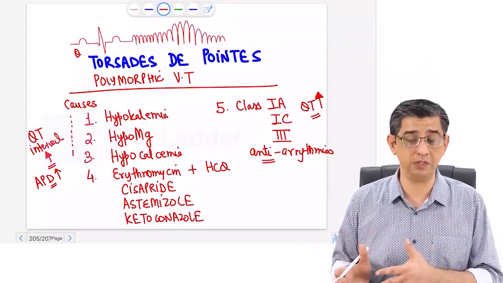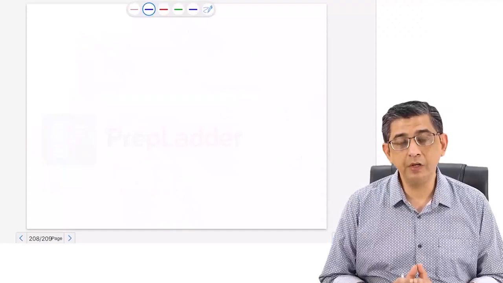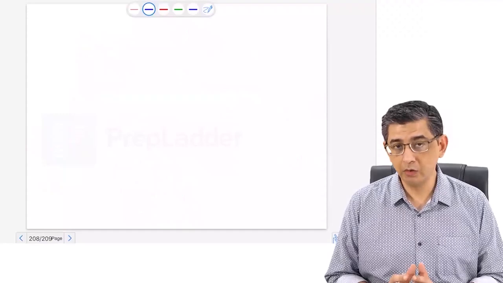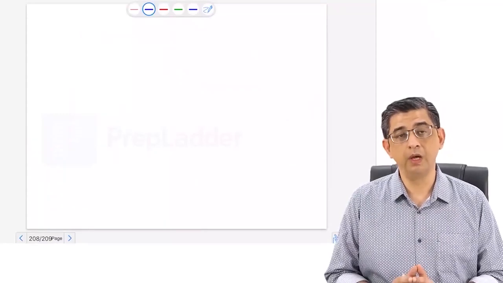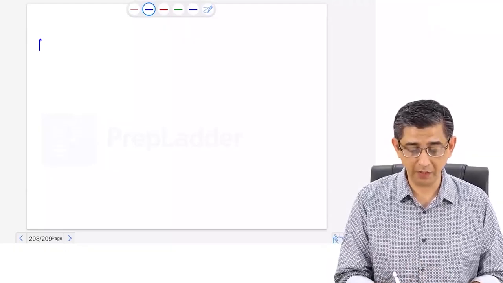If you can use it in the prescribed dose, yes, it will definitely cure the patient. Now, since I've explained to you regarding narrow complex tachycardias and broad complex tachycardias, what I'm going to do next is hand draw each one of them, and I would like you to take a paper and a pen and try to hand draw this activity with me.